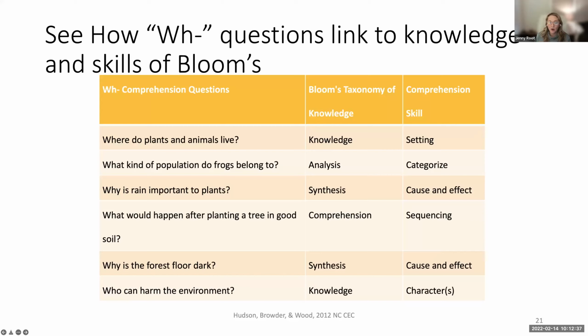Why is rain important to plants? I'm having to put lots of things together to have an overarching reason. What would happen after planting a tree in good soil? That's just a comprehension level question if that's in the text. Why is the forest floor dark? Again, that's synthesis and putting a lot of pieces together. And then who can harm the environment would just be a knowledge level question because it's likely going to be in the text.